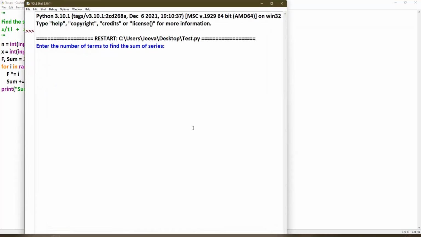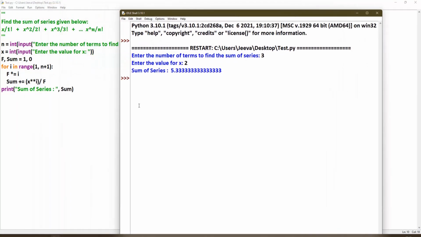Let us execute this. I just give 3 terms. The value of x, let it be just 2. The sum is 5.333. Let us calculate manually. X is 2 and then divided by 1 factorial is 1. So it is 2 plus x to the power 2 is 4 divided by 2 is 2. X to the power 3 is 8 divided by 3 factorial is 6. So we will give here 8 by 6. The output of the program is verified.